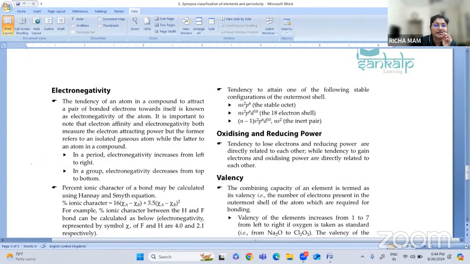What is electronegativity? Now, suppose I have hydrogen chloride. What is chlorine? Chlorine is a halogen. It belongs to group 17, that is the halogen family. Chlorine is a highly electronegative atom.